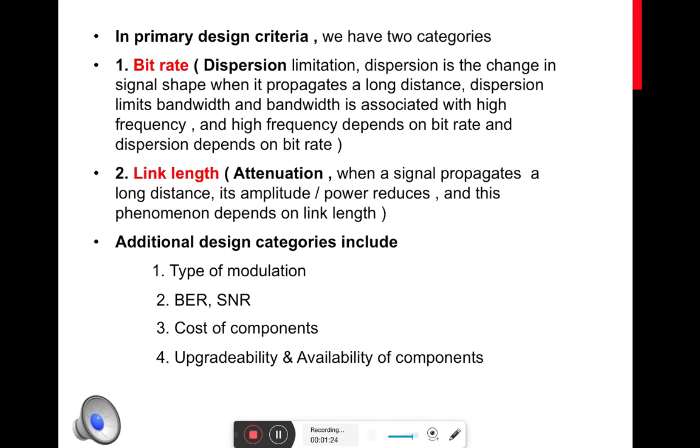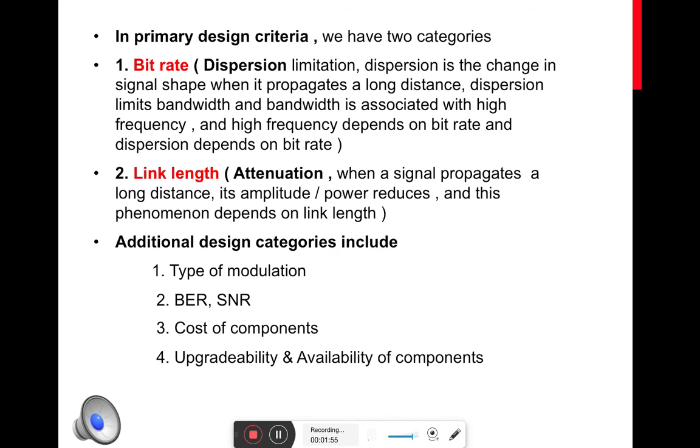So, how is the bit rate related to dispersion? You know what dispersion is? Dispersion is the change in the signal shape when it is being transmitted from the transmitter side to the receiver side. Say you have a square signal that is being transmitted from a transmitter. When it is at the receiver end, the square shape distorts, and the signal that we receive won't be in that square shape. Why that change in shape of the signal occurs is because of dispersion.